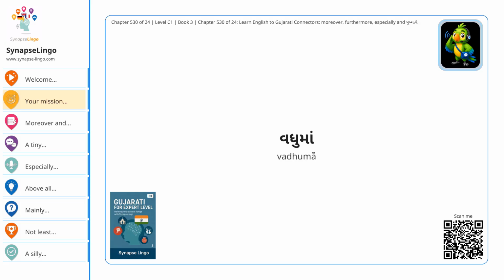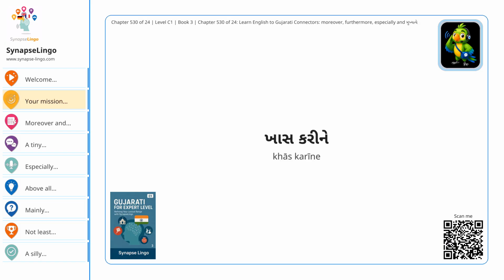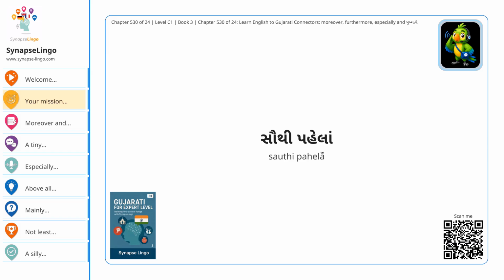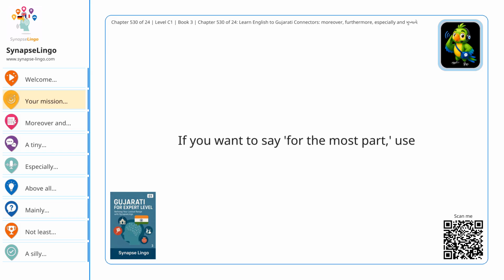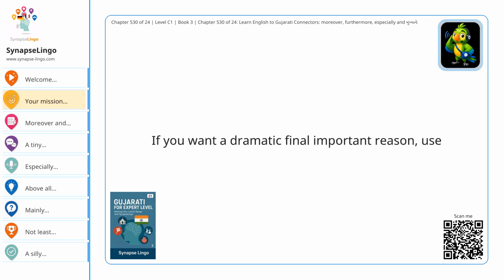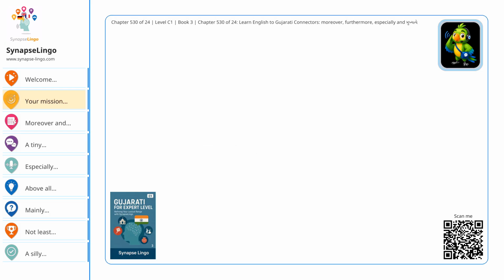or વધુમાં. If you want to highlight something special, use ખાસ કરીને. If you want to say the most important thing, use સૌથી પહેલા. If you want to say, for the most part, use મુખ્યત્વે. If you want a dramatic final important reason, use છેલ્લે નહીં પણ ઓછામાં ઓછું નહીં. Yes, it is long. No, it is not trying to be short.